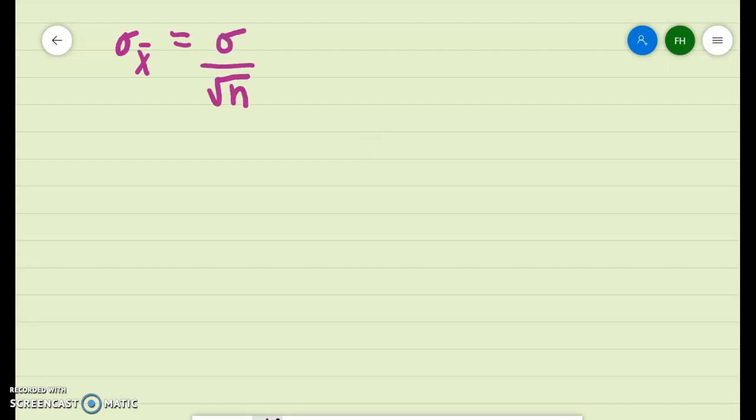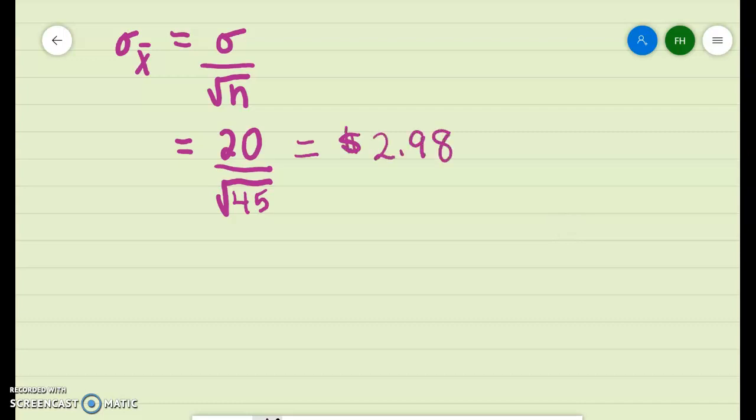So that's our formula, and if we plug in, we know the population standard deviation is $20, and then we know the sample size is 45. And even in the instructions, it says to round to the nearest cent, or to 2 decimal places. So that's your standard error of the mean.